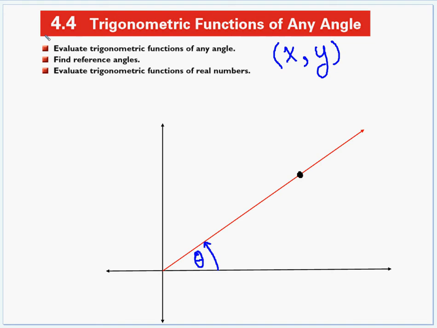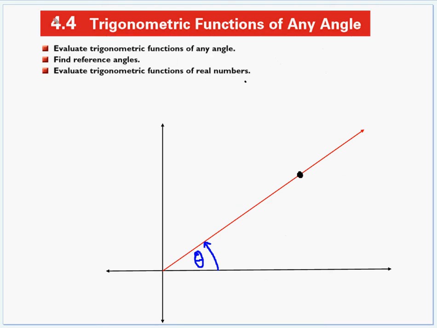In this section 4.4, we're going to travel outside of the first quadrant and find the trig function of any angle. Because up till now we've stayed in quad 1 where everything has been positive. In this section we're going to travel out of the first quadrant. We can find the trig function of any angle. In the day 2 video, we'll find what are called reference angles. And then this will lead us to evaluating the trig functions of any real numbers.